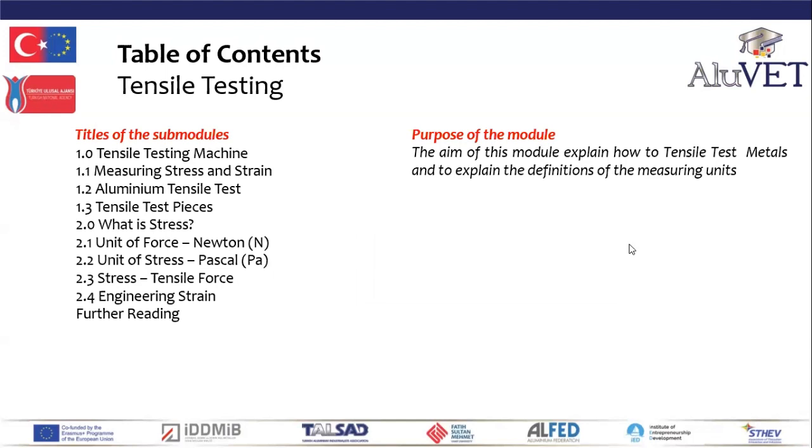This module, Tensile Testing, follows the previous module on plastic and elastic behavior of metals. And this module describes the tensile testing equipment and the process of tensile testing, and it explains the measuring units used to quantify the yield and tensile strength and the elongation of a metal.